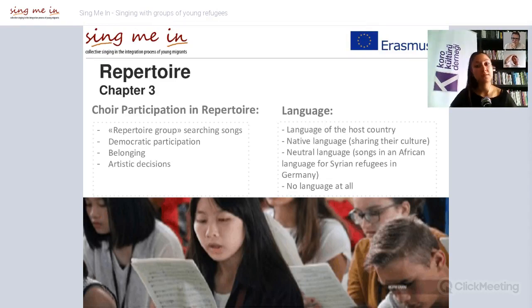Because this time you'll be at the same level with them. For example, in Germany, you will learn African songs with Syrian refugees, so they will feel more equal with you. Or you may use no language at all. For example, using vowels, songs, la la la la la la.